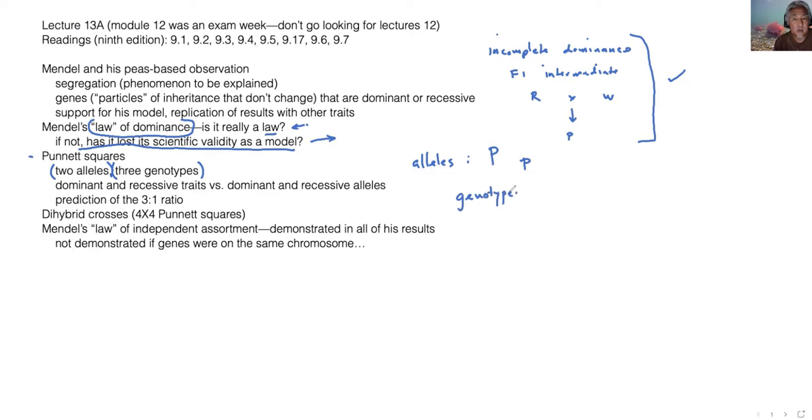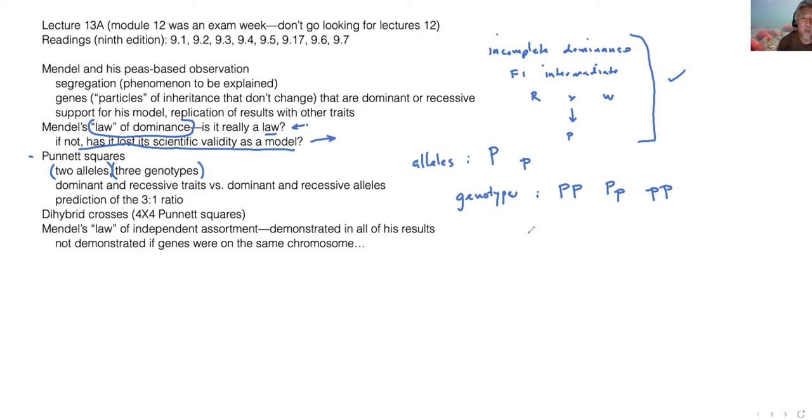Genotypes are big P, big P; big P, little p, which is the same as little p, big P, since we're putting those two together; and little p, little p. With two alleles, we're always going to have three genotypes.